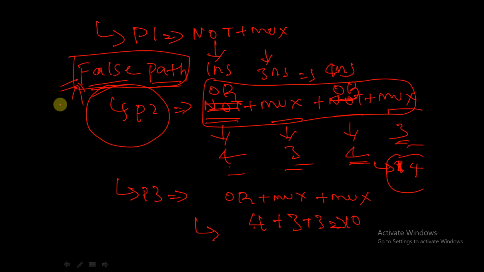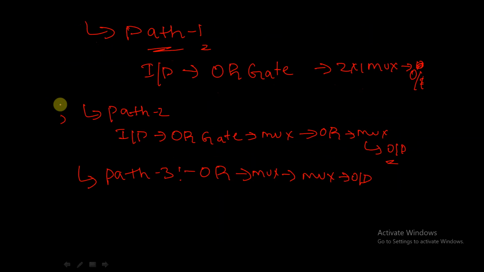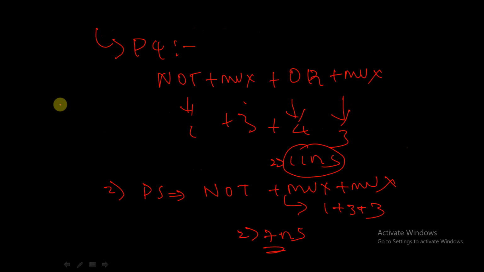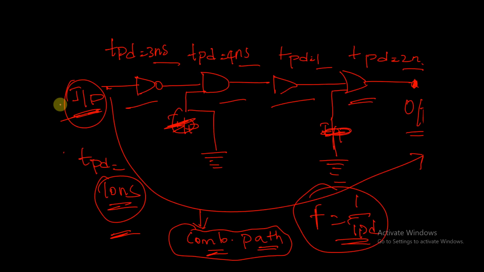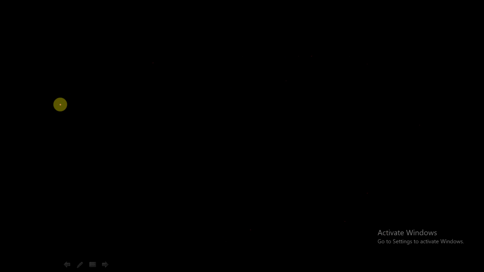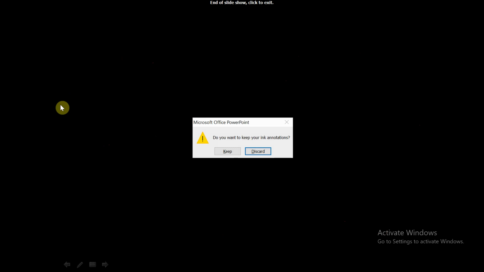Initially, the mistake I made is that instead of the OR gate I had written the NOT gate, so that's where I got confused. That is a small mistake I made. Here I have modified it. I hope the critical path, the false path, the propagation delay and the node delay are all clear. So if you have any doubt, you can ask me.